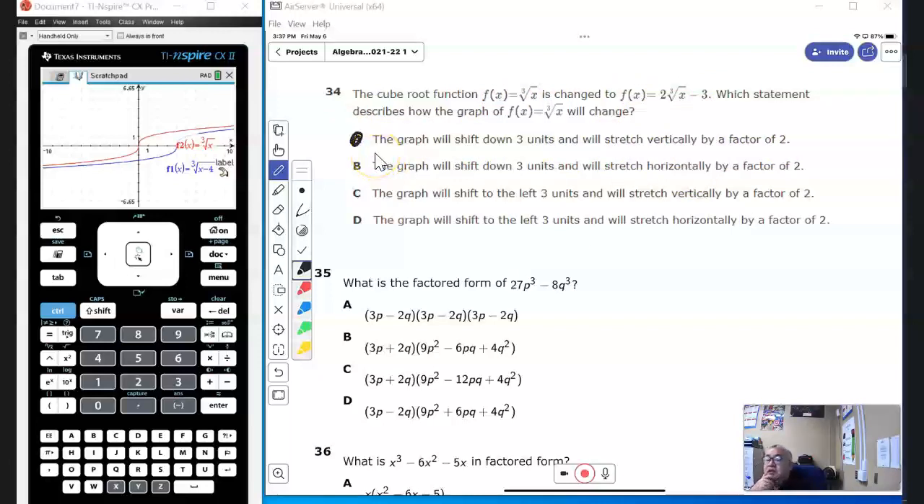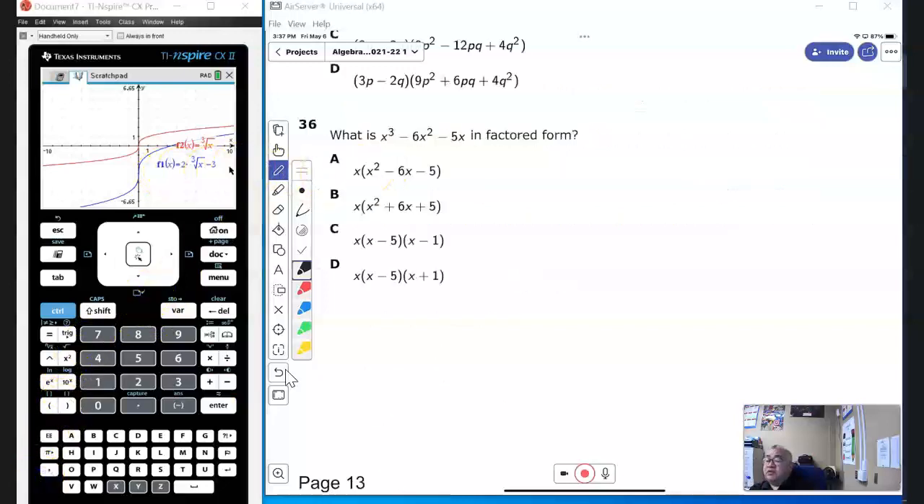And like I said, you always want to verify. So if you go to your tab button, that's the parent function. The 2 is going to stretch it. And I do want you to notice that the minus 3, a common mistake, is sometimes students put the minus 3 inside the radical. You got to make sure that the minus 3 is outside the radical. And when you press enter, you notice it went down. So your answer is A.